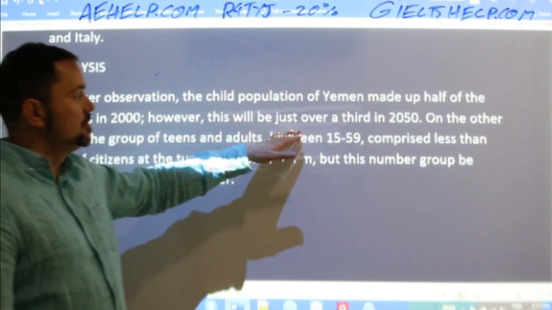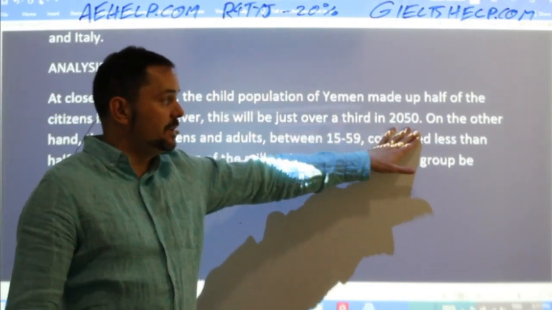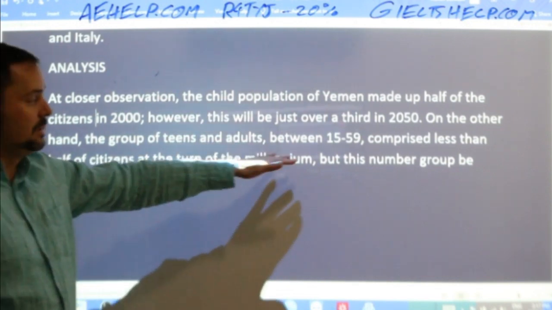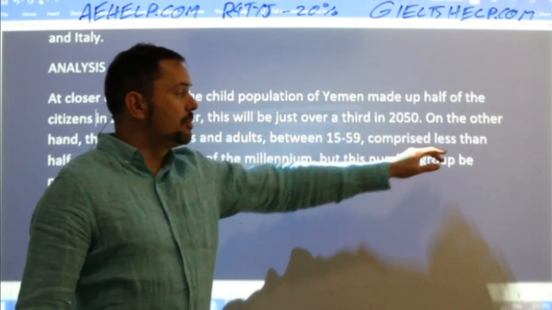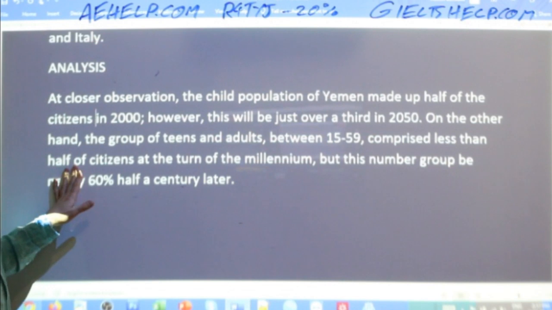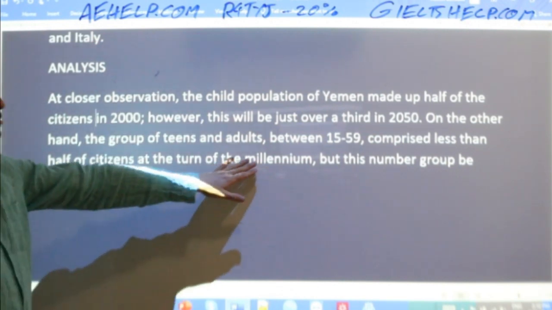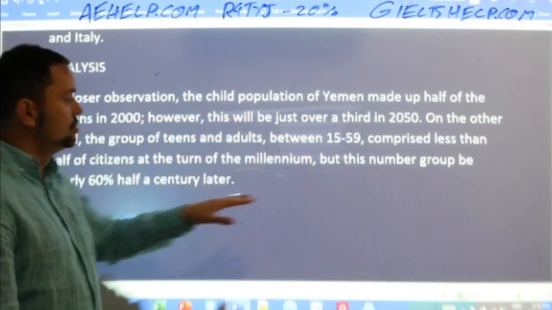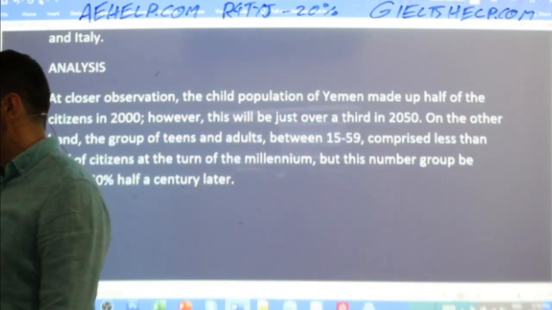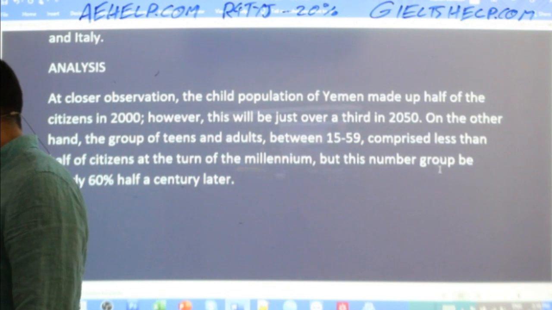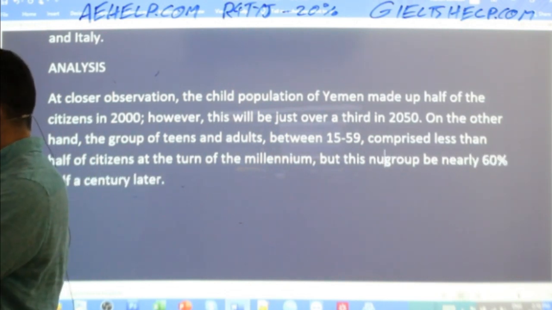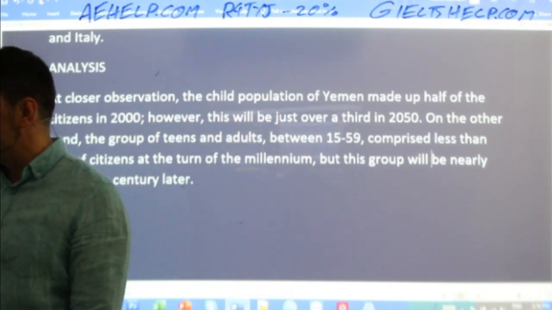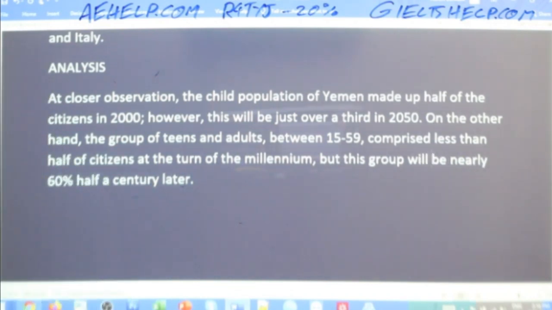However, this will be just over 1/3 in 2050. On the other hand, the group of teens and adults between 15 to 59 comprised less than half of citizens at the turn of the millennium. But this group, let's take out number, and let's correct the tense here, will be nearly 60% half a century later.